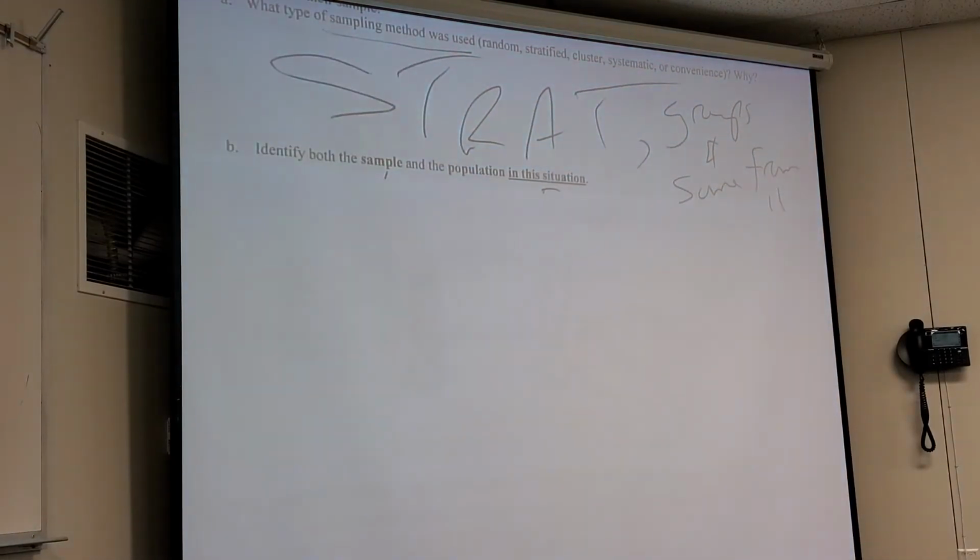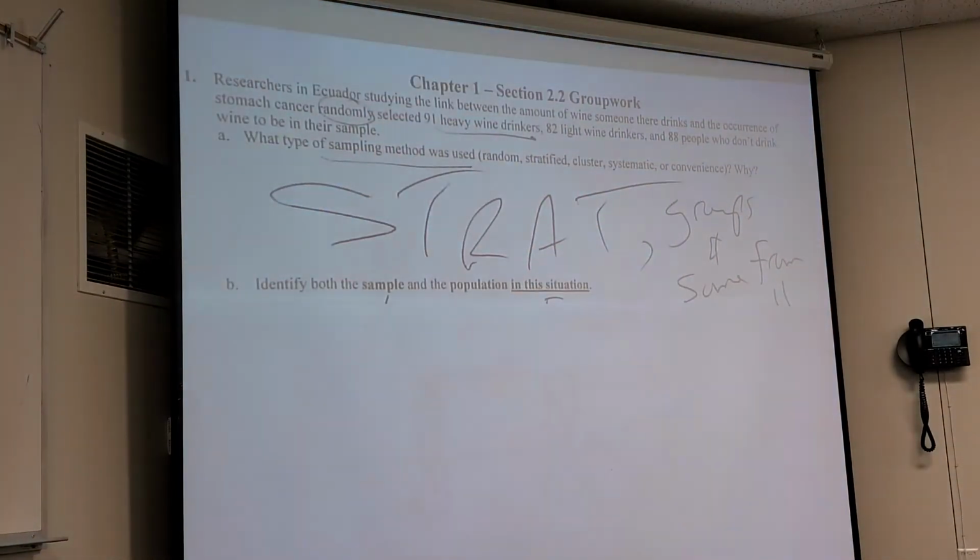So the sample, start with the sample. What exactly is the sample in this problem? The wine. Say again? The wine. No, we're not sampling wine and then testing to see how much cork is in it or something, right? We're sampling people who don't drink wine, right? More than that. You can be very specific. 91 heavy wine drinkers, 82 light wine drinkers, and 88 people who don't drink. I love it. That's beautiful. How can you kind of condense that? Add them all together. 261 Ecuadorians.